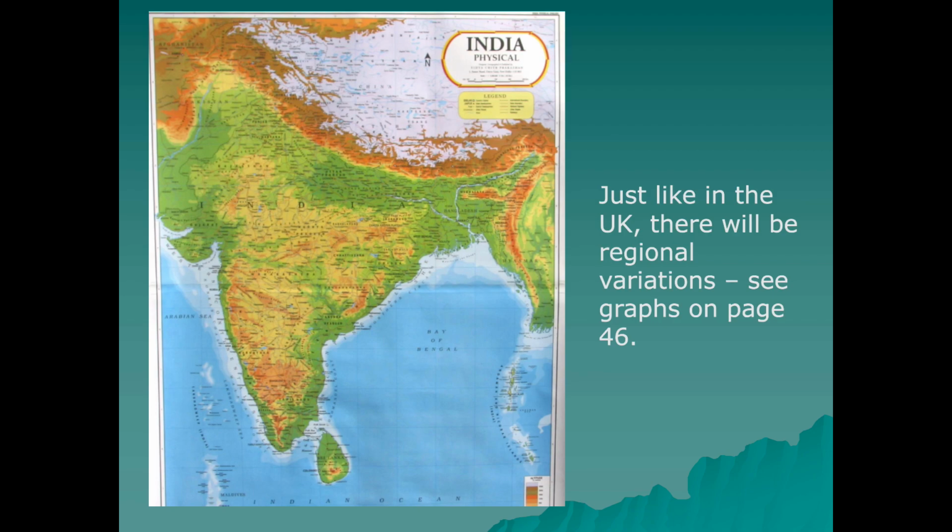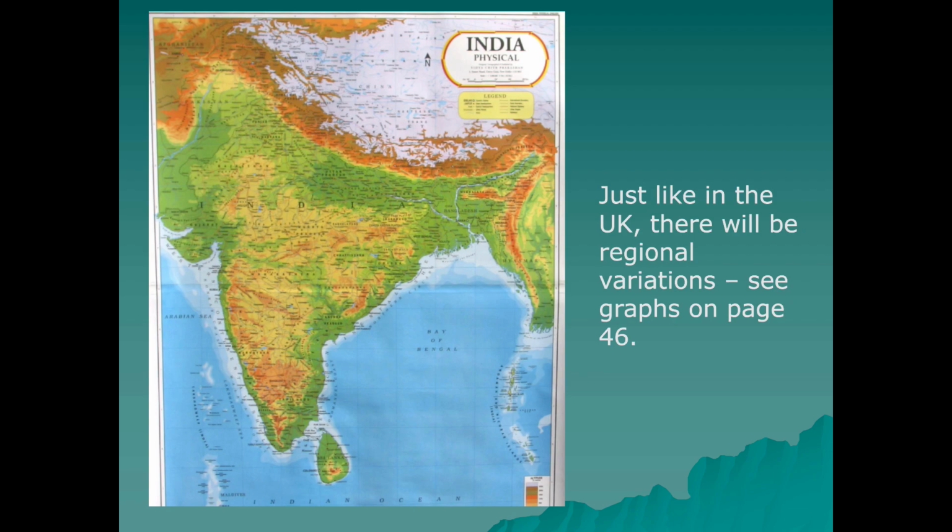And on page 46, you've got 3 very, very different climate graphs. Mangalore, or Mangalore, I'm not quite sure how I'm supposed to pronounce that, has your kind of typical, if you like, monsoon climate.